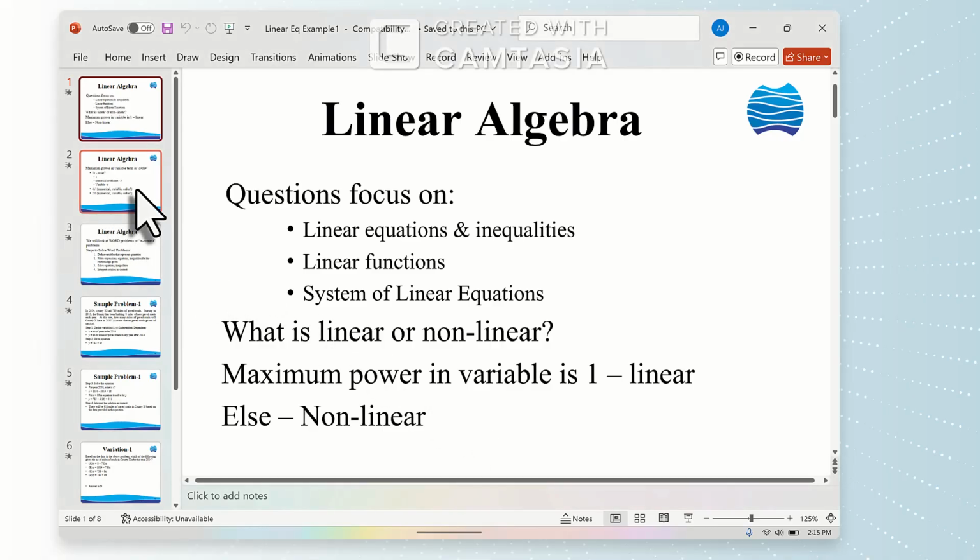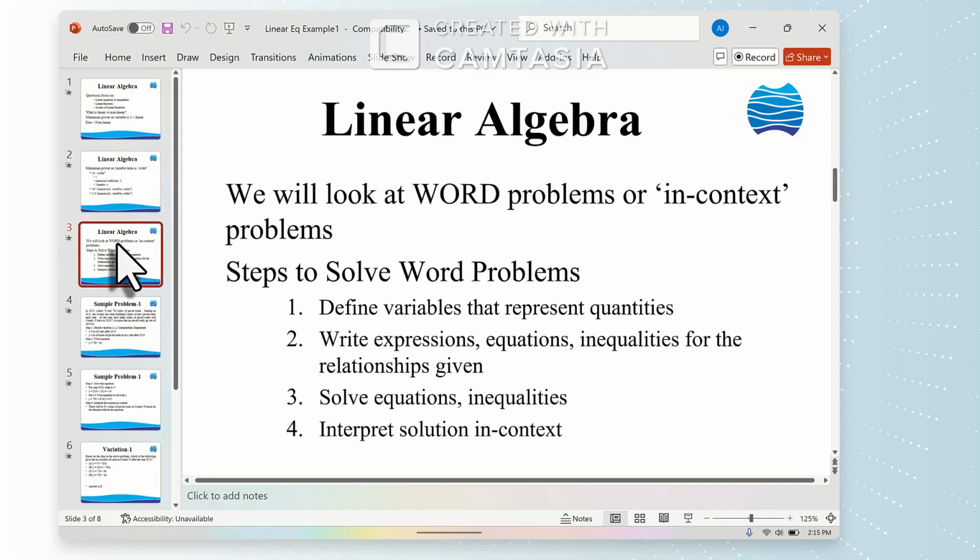Now let us come to the next slide. We will look at certain word problems that come in the SAT towards the end, in the difficult section. What are the steps to solve the word problem? There are 4 basic steps.